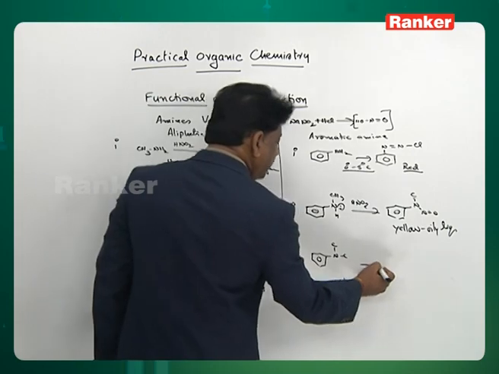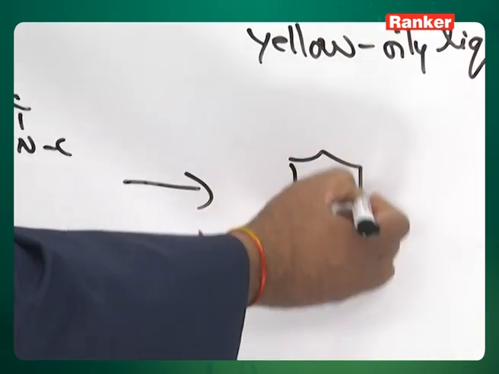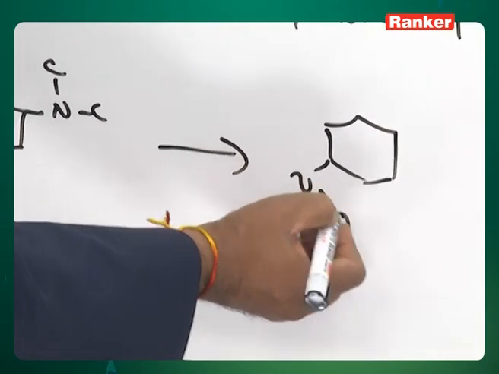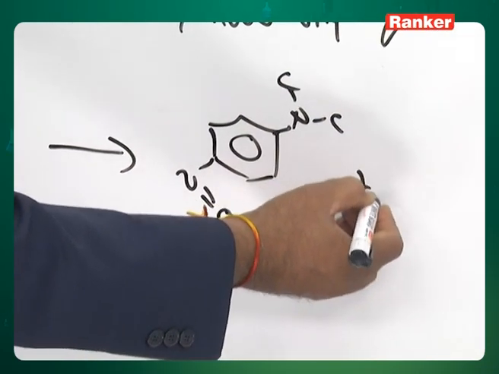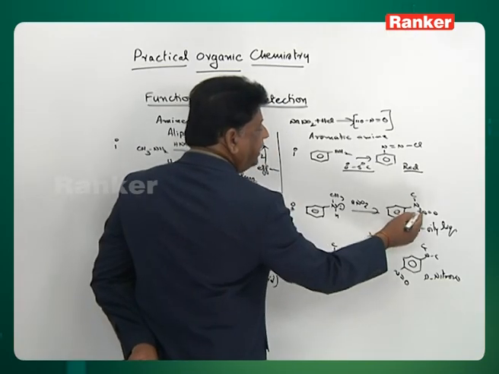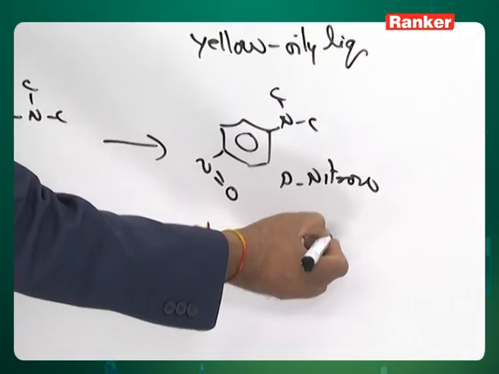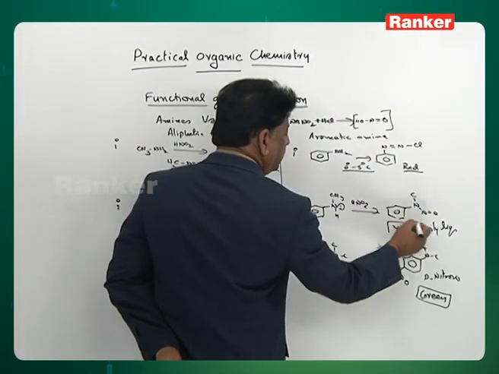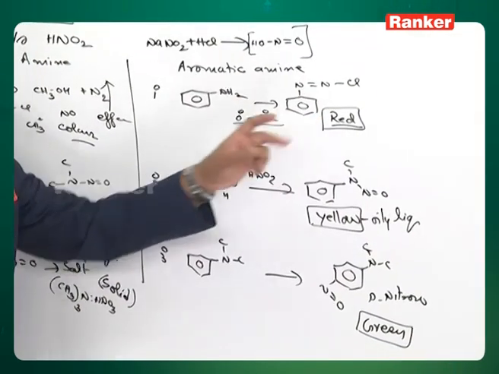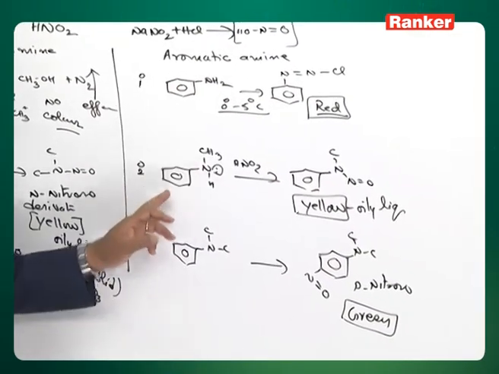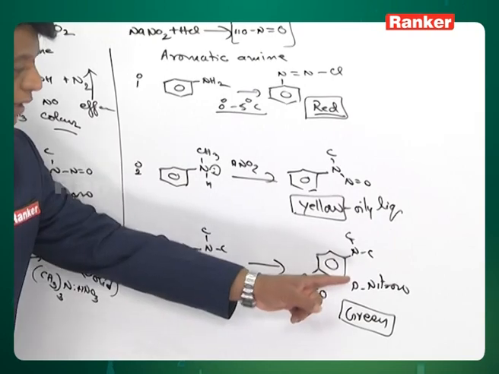Whereas in the case of aromatic, the NO plus enters at the para position to the N. So it's an electrophilic substitution. N double bond O comes on the benzene. This is called para nitroso derivative. The N-nitroso derivative above is yellow, while para nitroso derivatives are green in color. Specifically, if you observe the colors of the aromatic system: 1 degree aromatic amine, red colored diazonium salt; 2 degree aromatic amine, yellow oily liquid; 3 degree aromatic amine will give a green colored para nitroso.